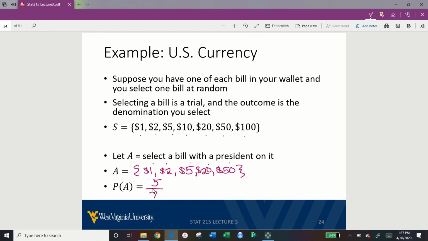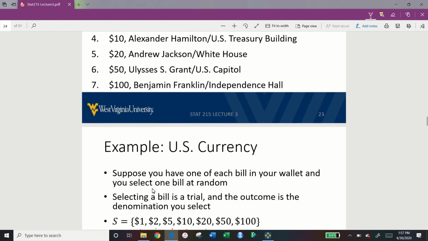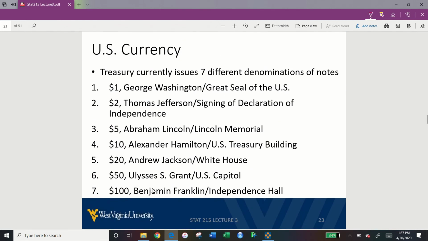Hopefully, that's not too bad. Let's take a look at some more examples. So now we are going to let event B be selecting a bill without a building on it. Let's go back and look at our U.S. currency. At first I was just paying attention to the presidents. Now we're going to have to pay attention to the backside.